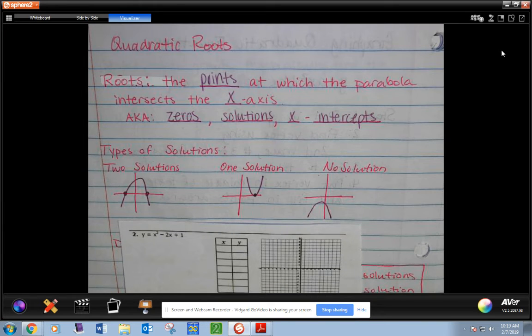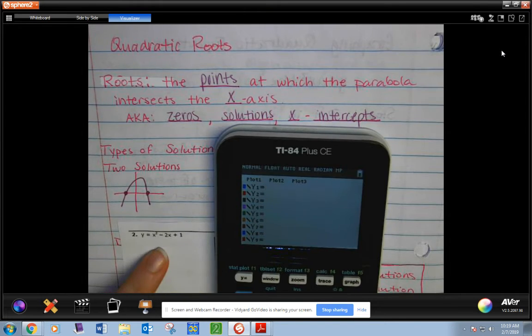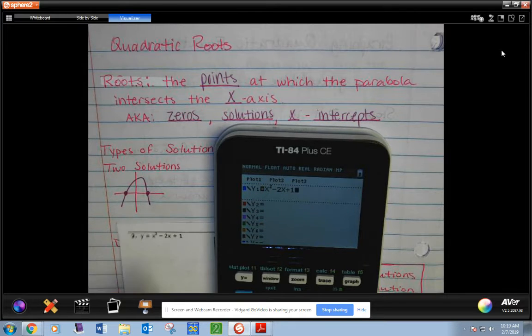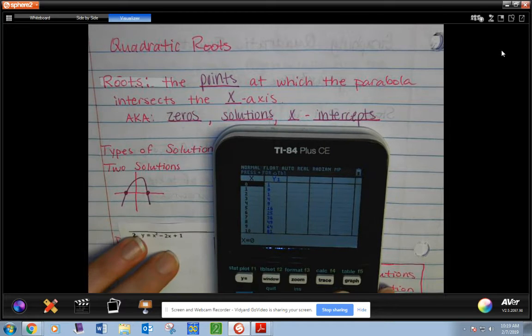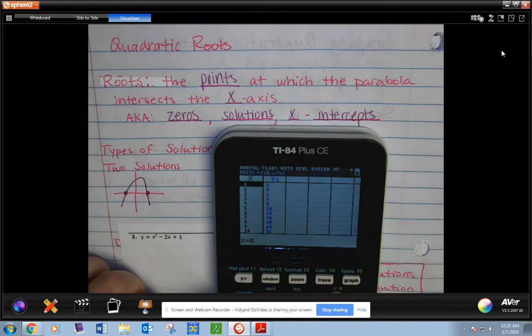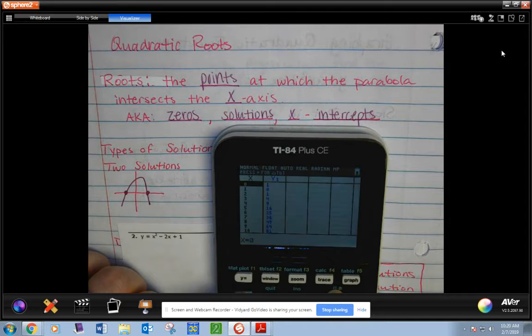Okay, so now, excuse me, what you are going to do is put this into y equals, and we're going to do x squared minus 2x plus 1. And I want you to go to the table. And today I'm going to teach you how you read your table. Nope, too dark. Let me brighten my calculator for you.